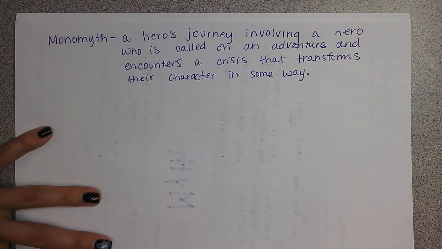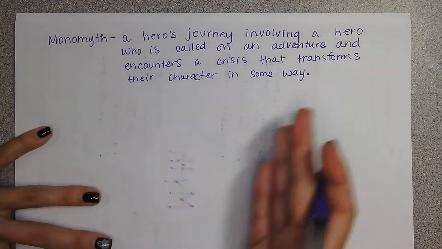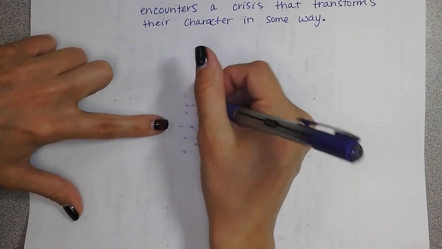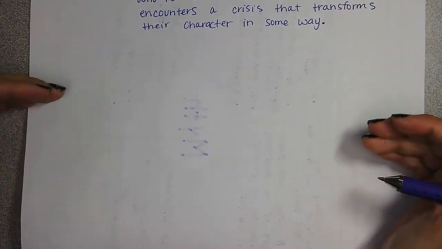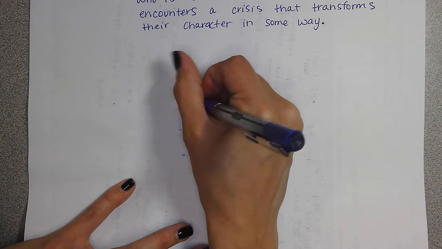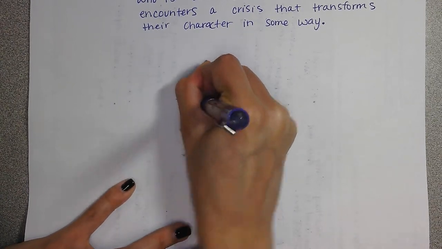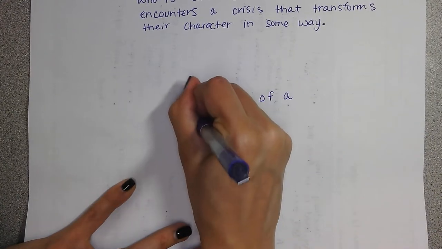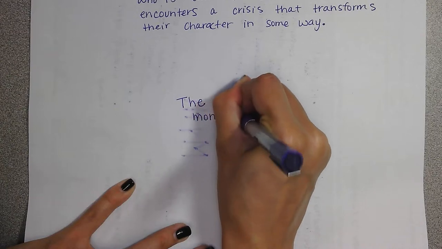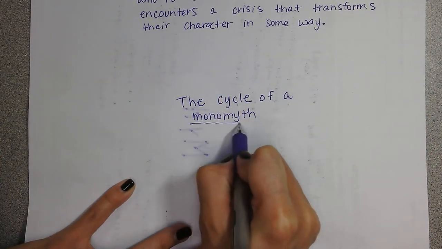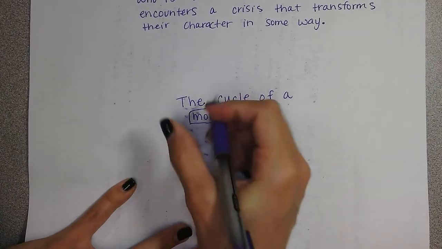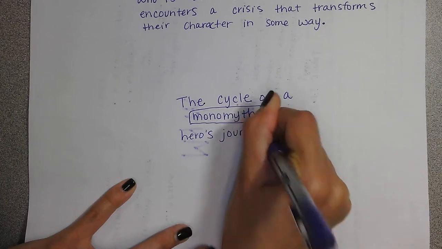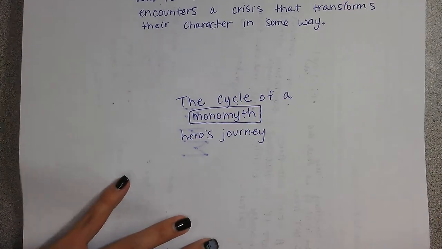I'm short on time, but if you need to pause the video, go ahead and pause it so that you can go ahead and write that down. Once you finish writing that definition down, you're going to try and use your best spacing skills available and come right into the middle, and you're going to write the cycle of a monomyth. Right, and I'm going to just box in monomyth, the cycle of a hero's journey. Okay, so that's going to be my center.